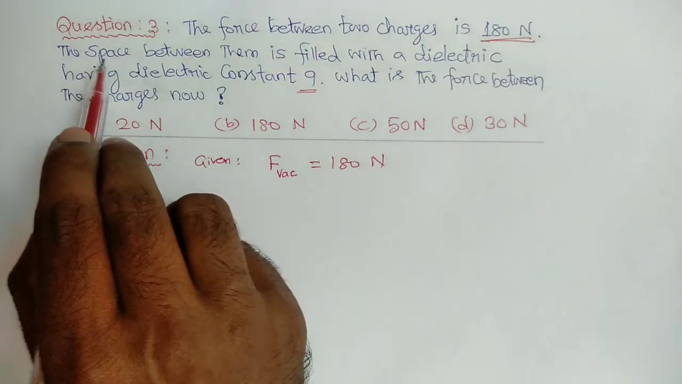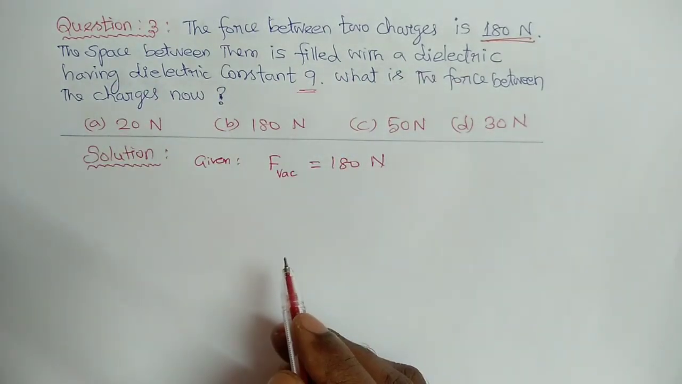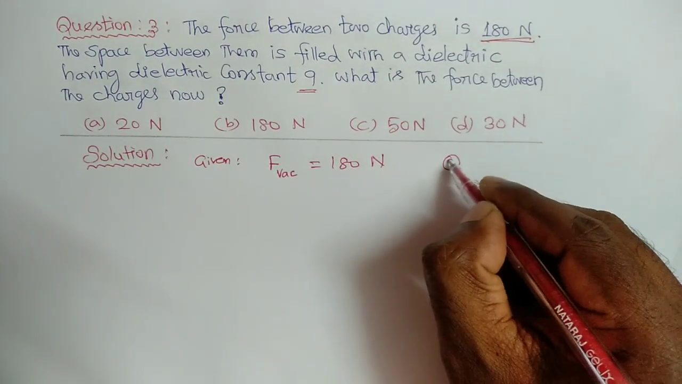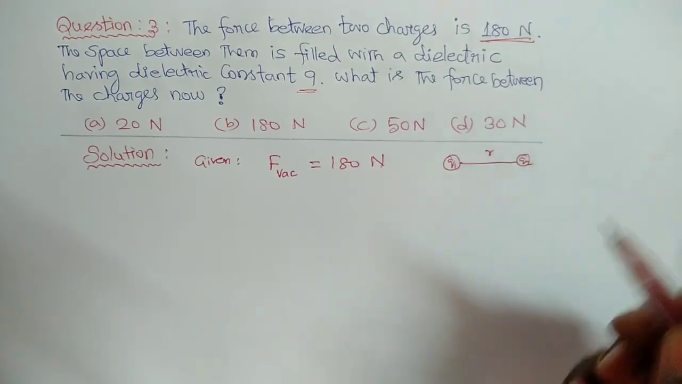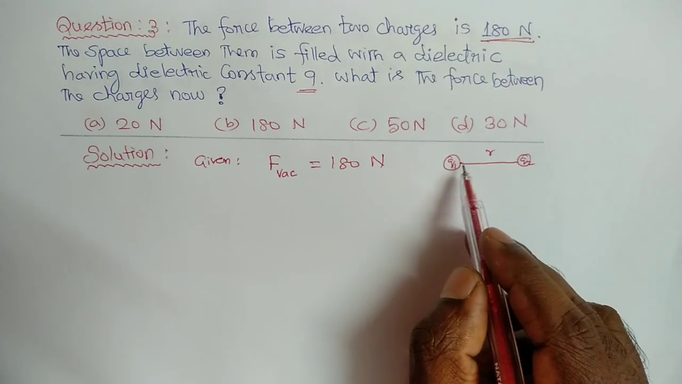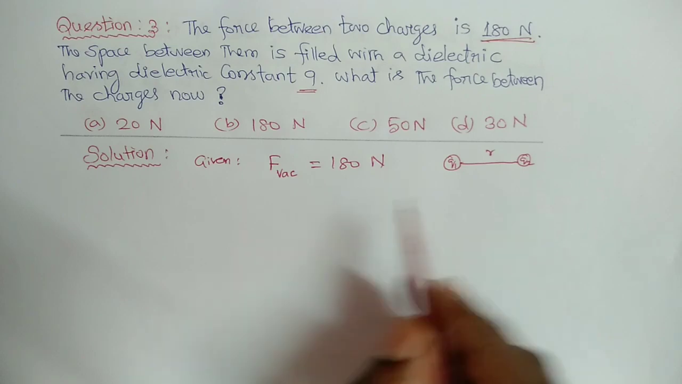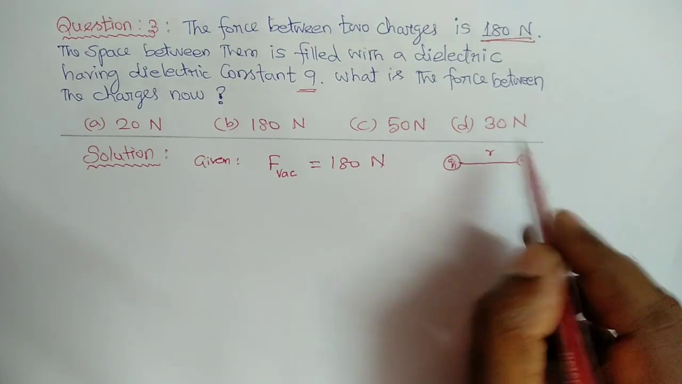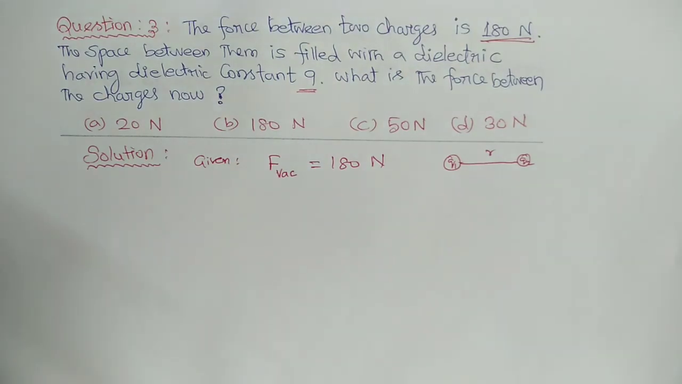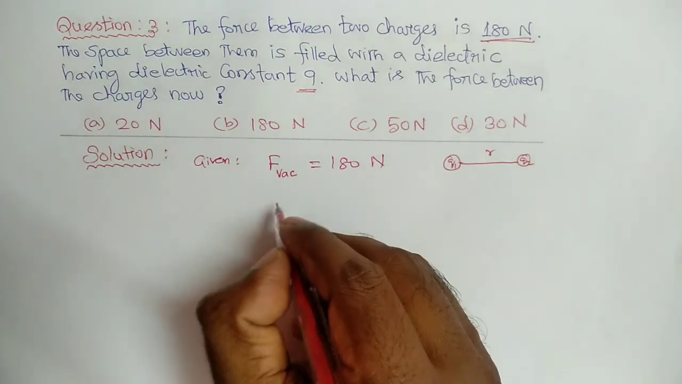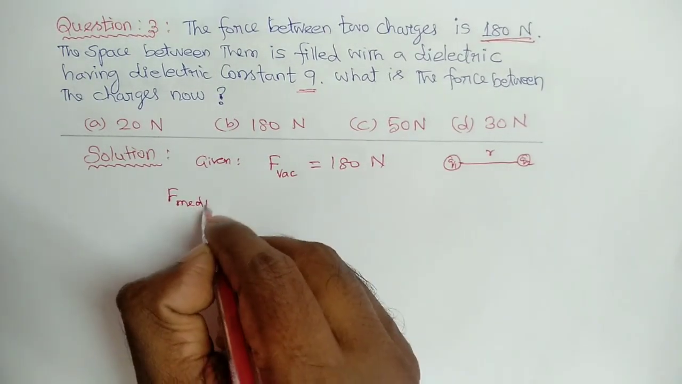Now the space between the two charges is filled with a dielectric. Okay, so there are two charges, namely Q1 and Q2. They are separated by a distance of r. The force between these two charges is F is equal to 180 Newton. Now the space between the two charges is filled with dielectric having the dielectric constant 9. What is the force? Okay, so we are going to calculate the value of F medium.